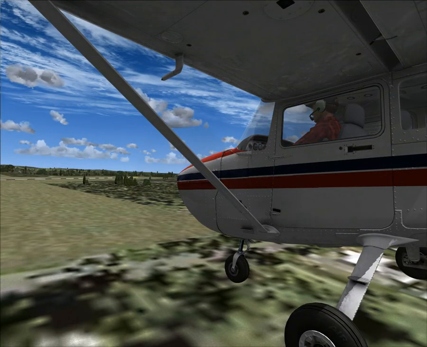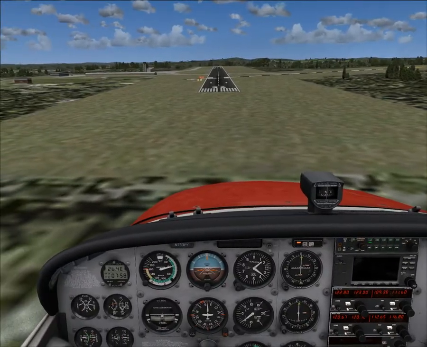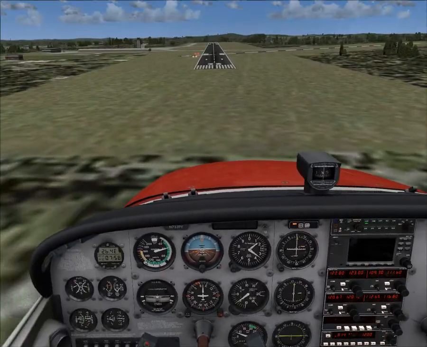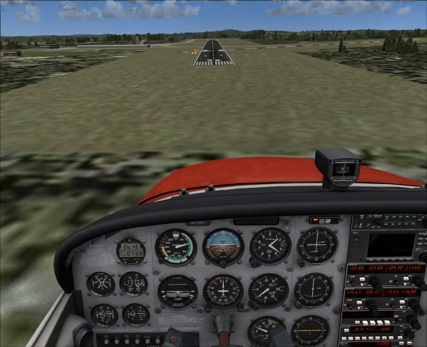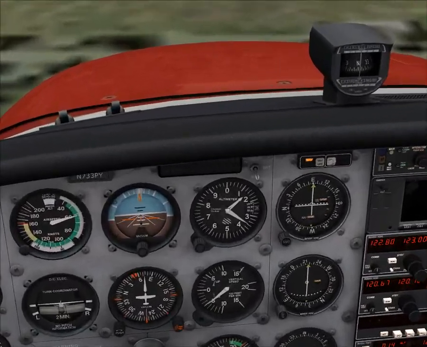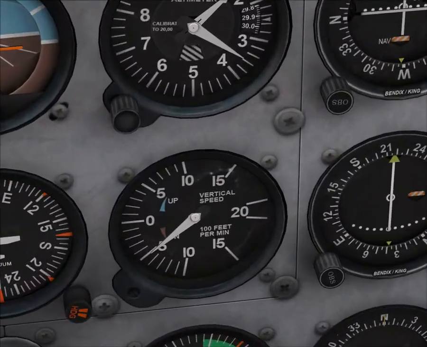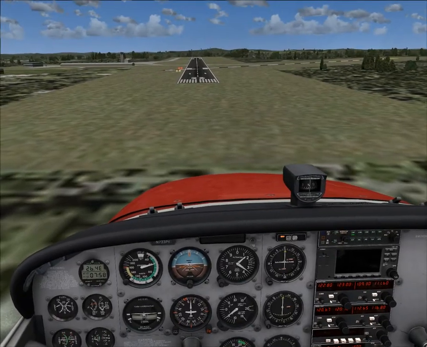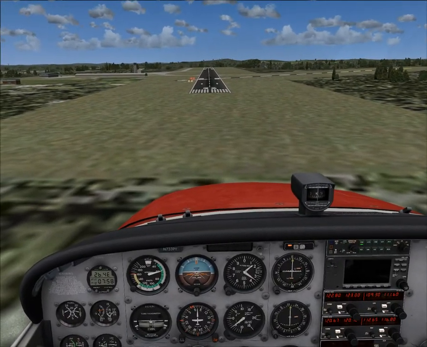Some instructors will actually tell you to use 20 degrees of flaps, and the reason is that it will give you a more shallow approach. When you're using full flaps in this aircraft, you can really get a super steep approach, and I think you're hitting like 1,000 feet per minute descent rate or even more. And so there's a huge transition.